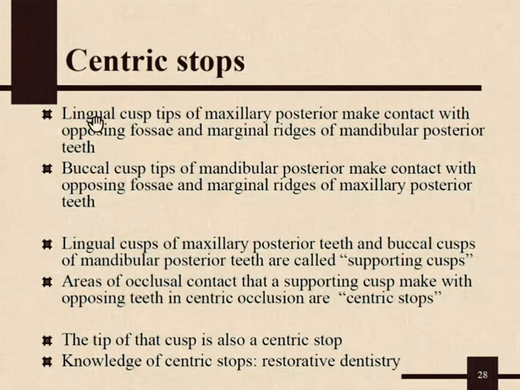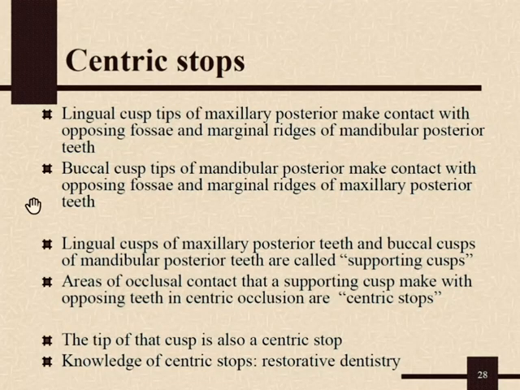At first, the lingual cusp tips of the maxillary posterior teeth, the maxillary molars, make contact with the opposing fossa and with the opposing mesial marginal ridges of the mandibular molars, okay? Buccal cusp tips of the mandibular molars will make contact with the opposing fossa and opposing marginal ridges of the maxillary posterior teeth. This will make what we call supporting cusps.